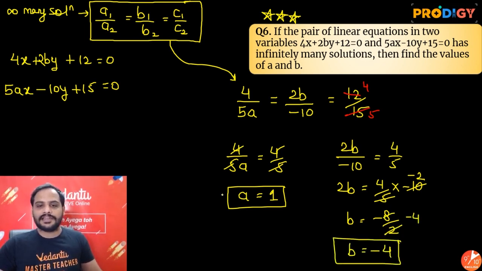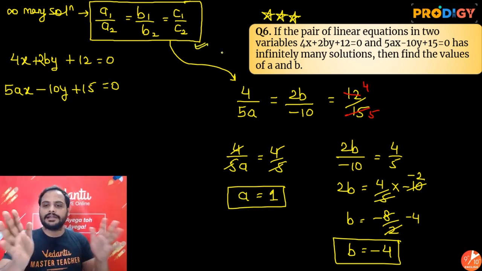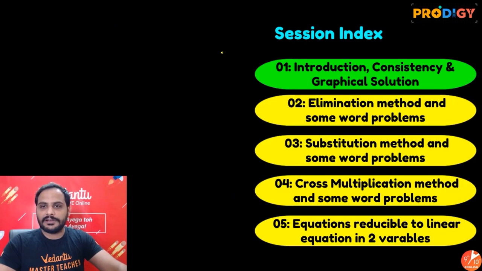Alright. So see, if a is equal to 1, it will be 4 by 5, since 5 into 1 is 5. Ratio of a1 by a2 is 4 by 5. If b is minus 4, so 2 into minus 4 is minus 8. Minus 8 upon minus 10 is again 4 by 5. And 12 by 15 is again 4 by 5. Our condition will be satisfied. Okay, beta? So this is how this question will be done.